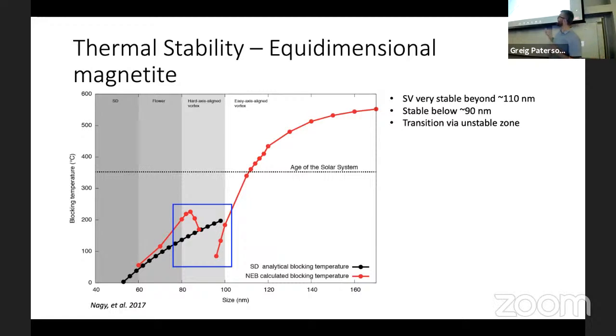However, what's really interesting is that as you transition from the single domain to the stable vortex state, you have this region in the blue box of instability. Something happens and the single domain model is completely blind to this. It just can't see the fact that there's a very sudden drop and then the stability is regained at larger sizes, but there's this very, very small window in which this happens.